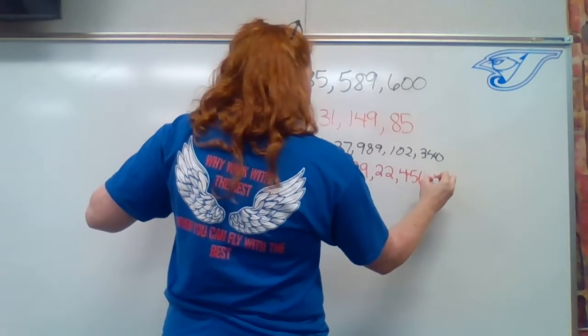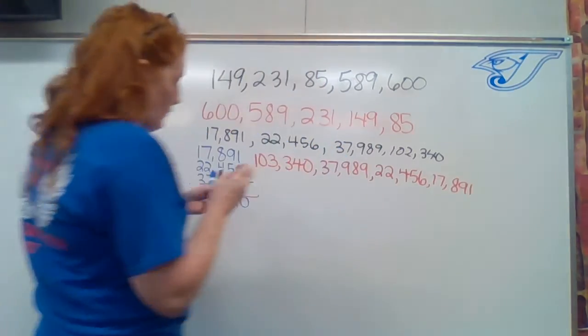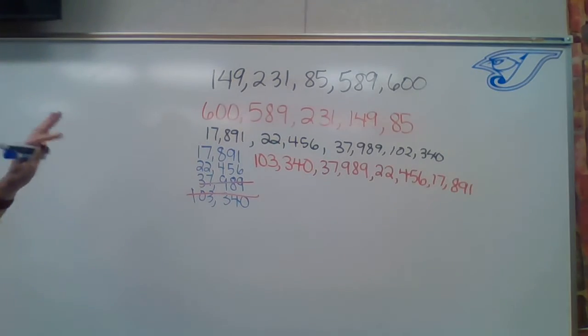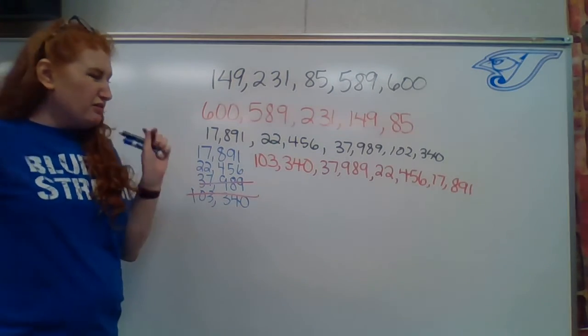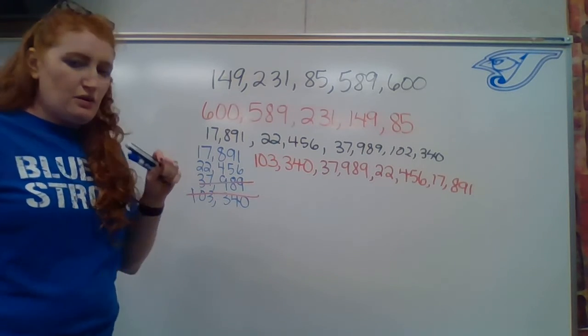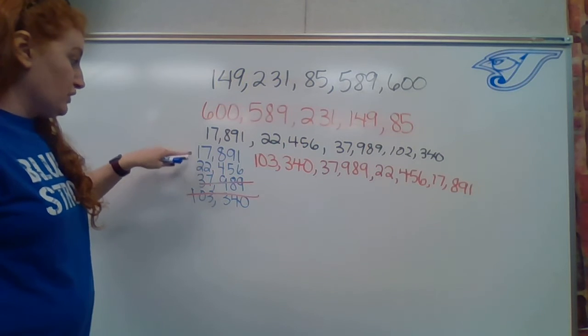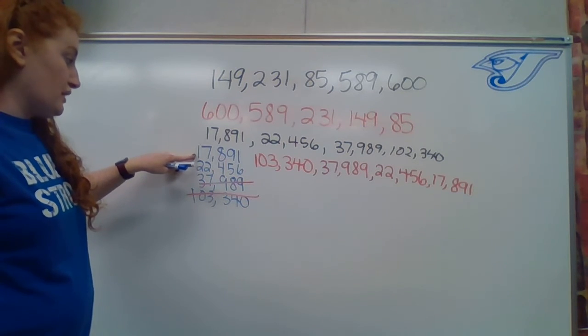And our last number, 17,891. Okay, so when you ask yourself, why is 22,000 bigger than 17,891? That's because the digit in its 10,000s place is bigger than 1. 2 is a bigger digit than 1.